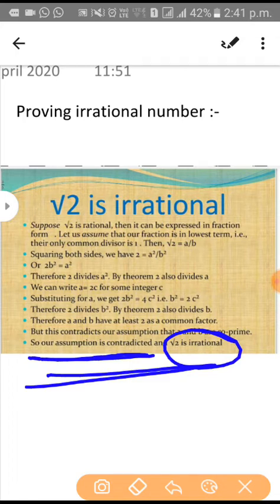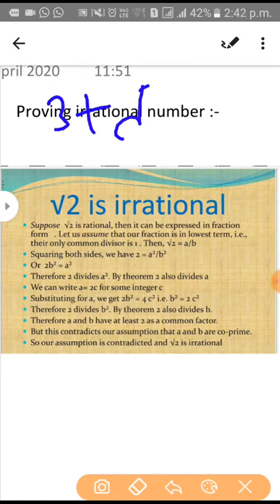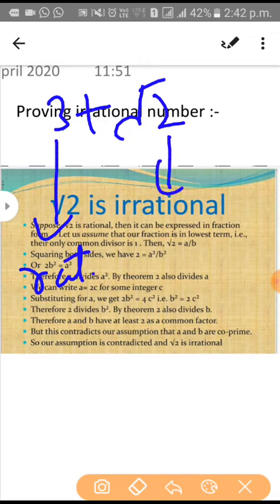So this is how we have to prove a given number irrational. Now I'm going to discuss a question. Let us say the question is, prove that 3 plus root 2 is irrational. So how to prove? See, 3 is a rational number and root 2 is an irrational number, right? So first of all we will prove that root 2 is irrational.